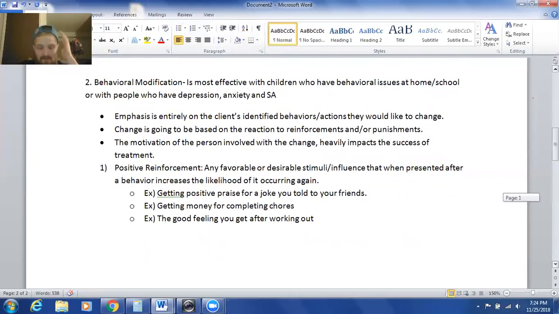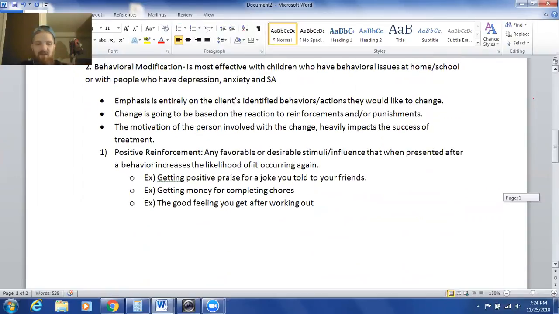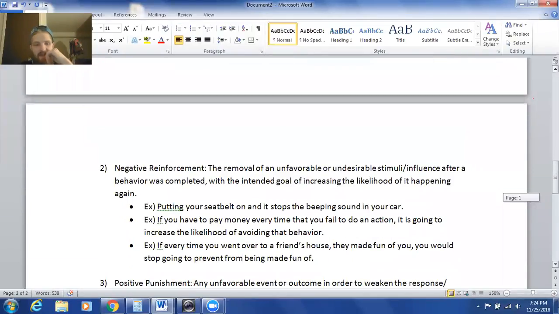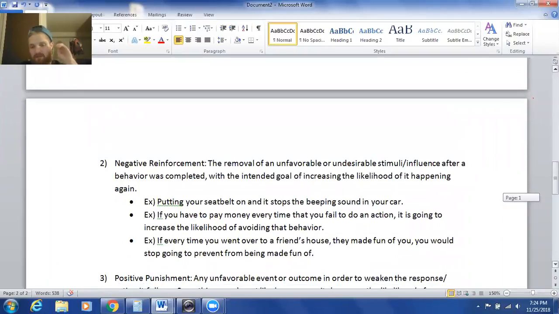So to recap it real fast, positive reinforcement provides something in the situation to make you want to do it again. Negative reinforcement removes something from a situation to make you want to do the behavior more. Like, just so you can have the beeping stopped, you'd put on your seatbelt. Just to have your money from not being taken, you're going to do the behavior. So you like your money, them removing your money is going to make you want to do the action even more. So you do the action to prevent your money from being taken.